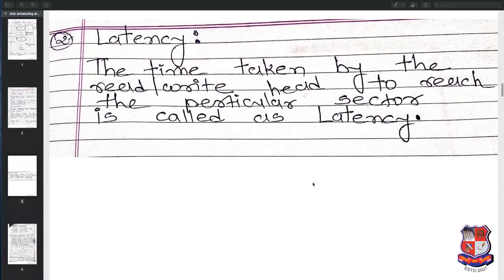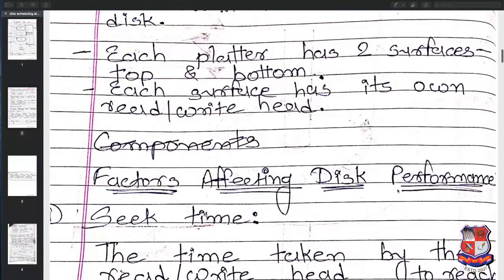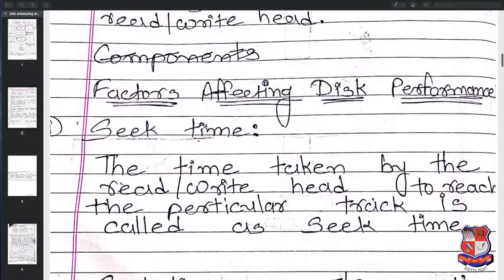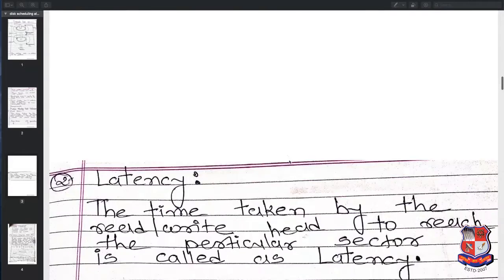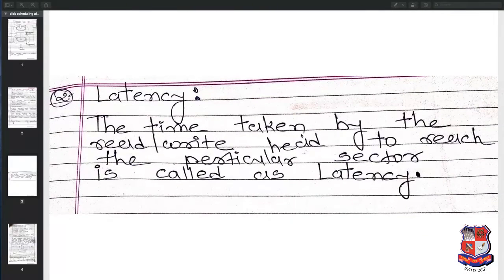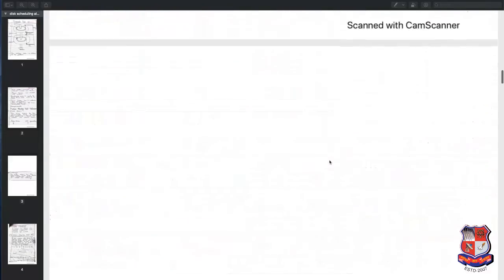Next point is latency. What is latency? It is another factor affecting the disk performance. The first one is seek time, which I have already taught, and the second one is latency. So what is latency? The time taken by the read and write head to reach the particular sector is called latency. These both factors affect the disk performance.